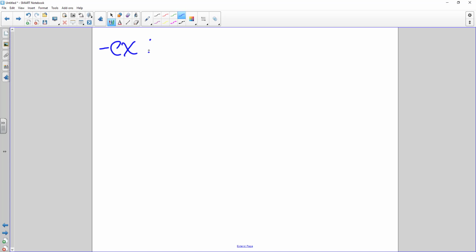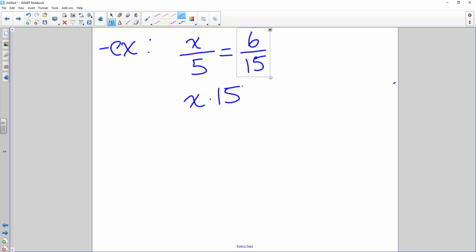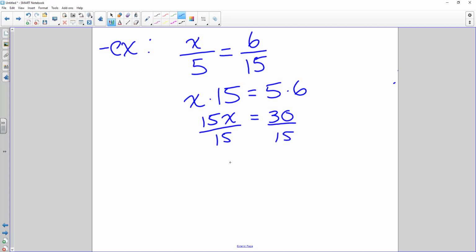So let's say, for example, I have x over 5 equals 6 over 15. If I cross multiply, I'll have x times 15 equals 5 times 6, which is 30. The other way I could write this is 15x. That would be the same thing. So if I divide both sides by 15, I'll have x equals 2. Now this one I picked because we can check it pretty easily. If x is 2, 2/5 and 6/15 should be the same thing, because if we reduce 6/15 by 3, we would get 2/5. So we can see that that's true.